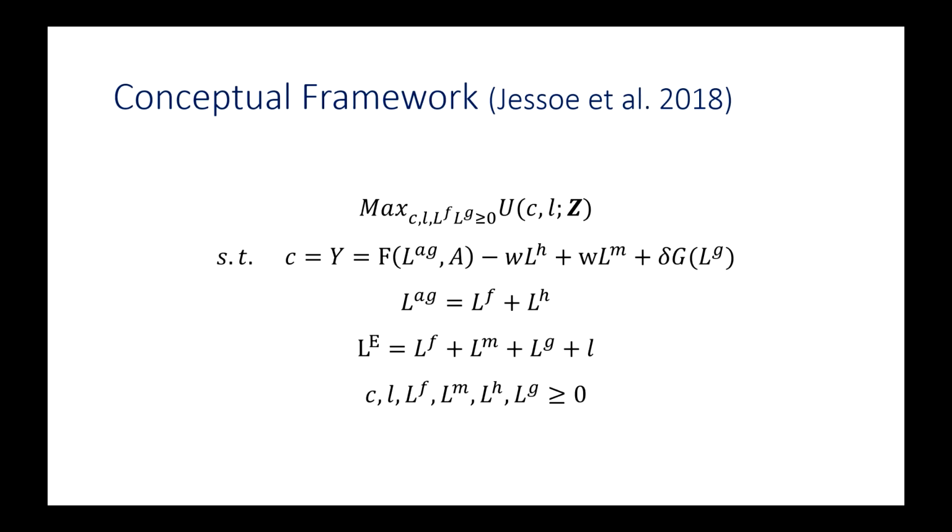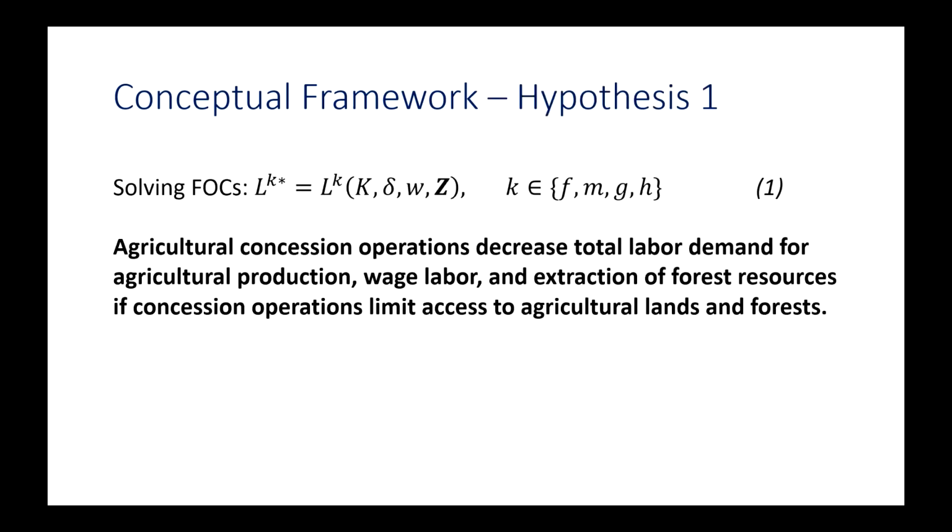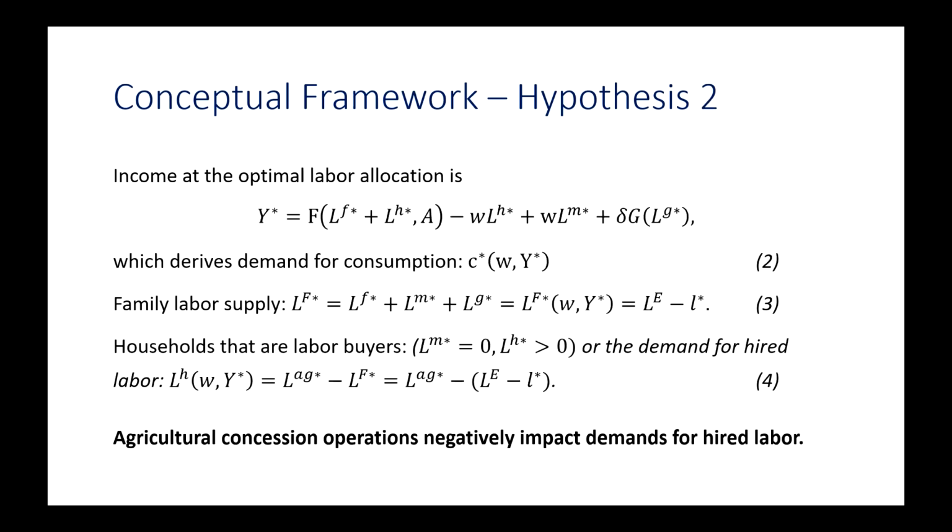So when you solve for the first order conditions, I'm not going into all the details, but just trying to explain the implication of this model: if the concession operations limit access to land, agricultural land and forests, then you're essentially decreasing K, which is land, and delta, the amount of forests. That will lead to a decrease in labor demand in various sectors for households. So if the concession operations limit access to land and forest, then there will be a decrease in labor demand for different sectors.